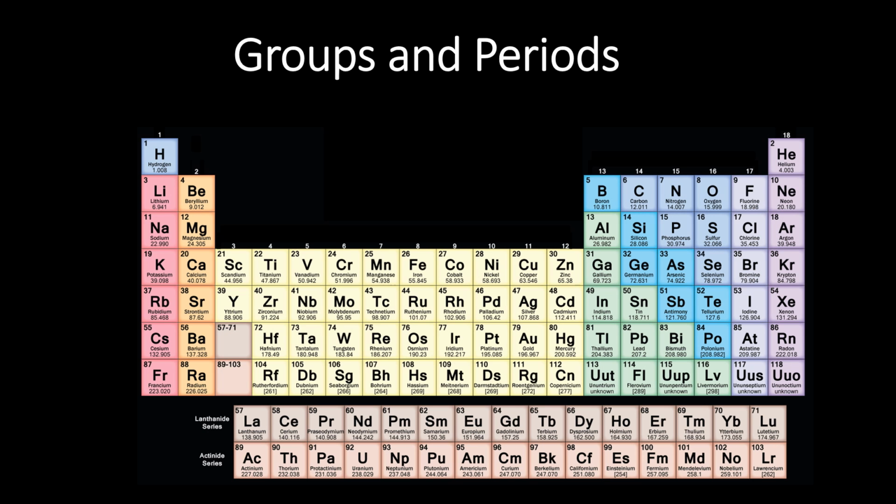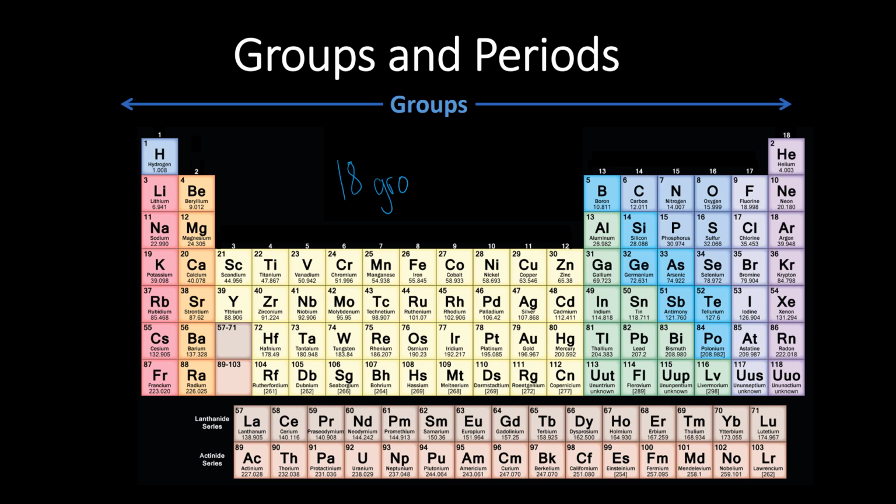Let's now look at the relationships between the individual boxes and the way they're ordered. So there are two organizations. They're called groups and periods, depending on them being horizontal or vertical. The vertical organization are called groups. As you can see, the groups are numbered here from 1 to 18. So in this periodic table, there are 18 groups.